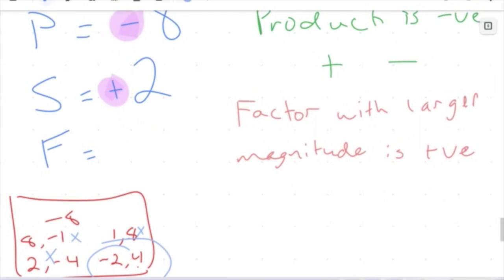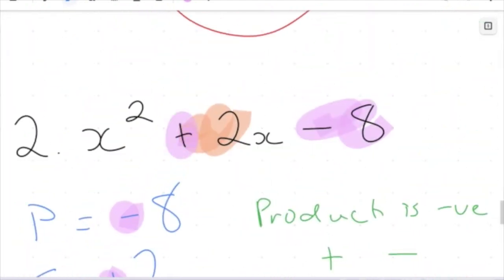So my factors are going to be 4 and negative 2, right? The number with the larger magnitude of these two, 4, is the positive one. Hence a positive b, which is the coefficient of x.